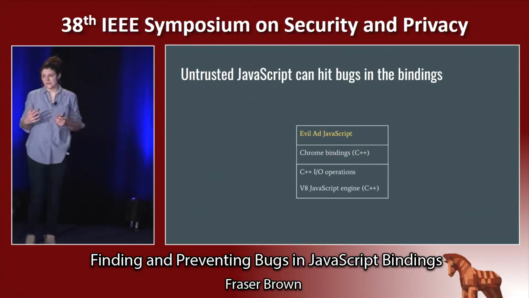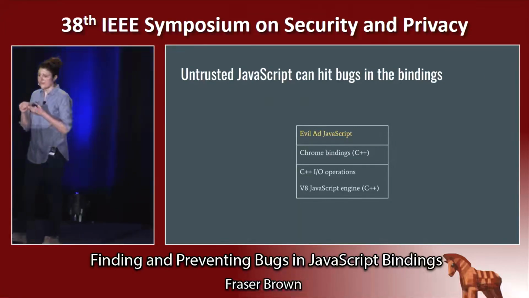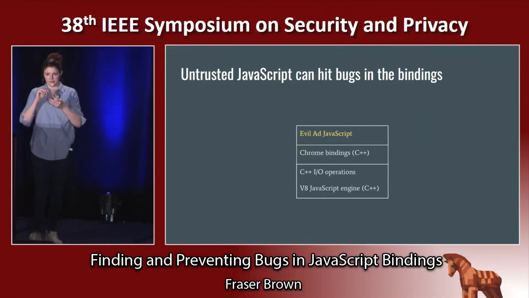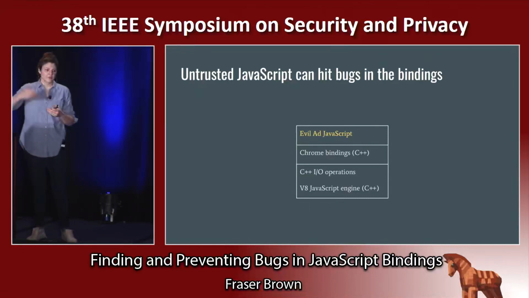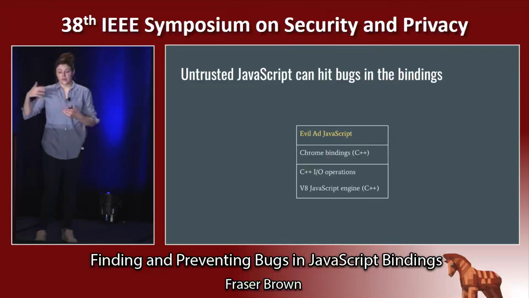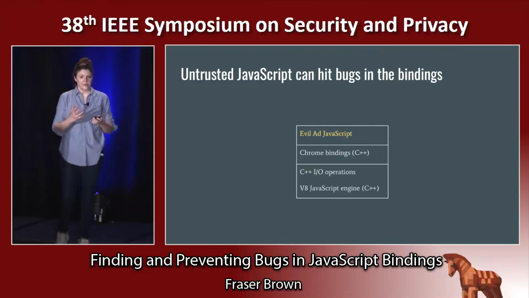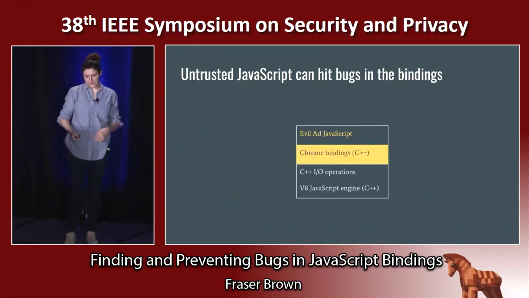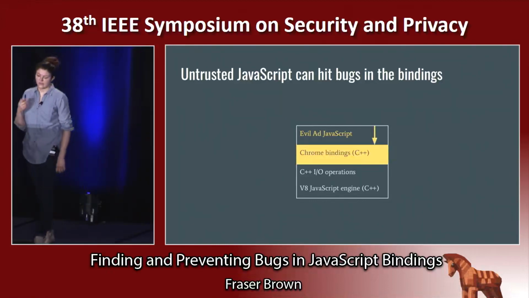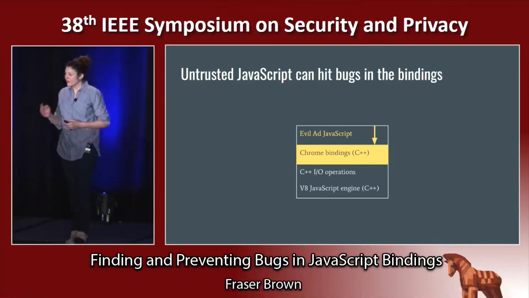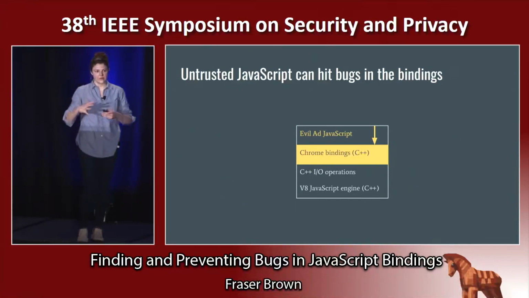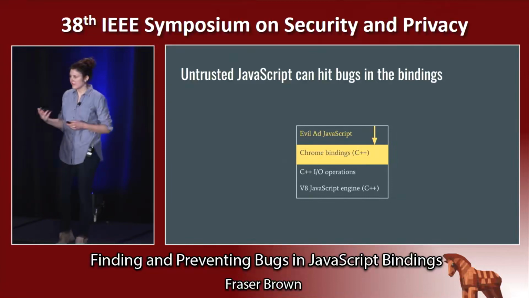So if I'm an evil ad developer, and I'm able to identify a line of code in those C++ bindings in the browser, if I can figure out how to trigger that from JavaScript, I've introduced a hard crash from JavaScript. And remember that this is possible because binding code can accept user JavaScript arguments. So okay, we've identified our bug, we're able to hit it from JavaScript, and now we've reintroduced the crash to JavaScript.